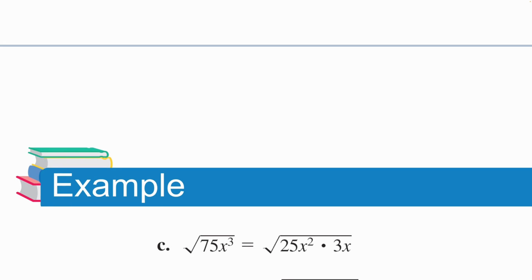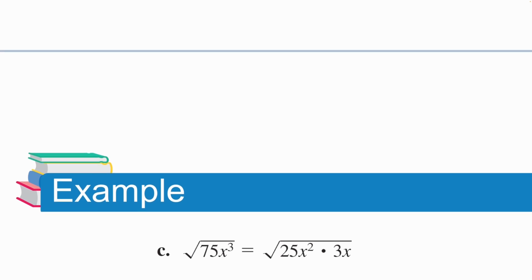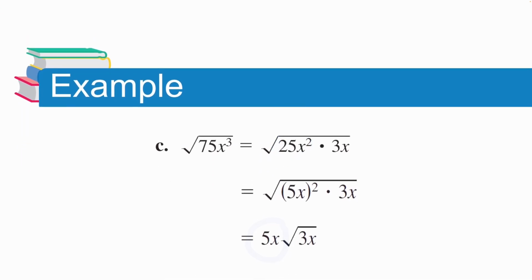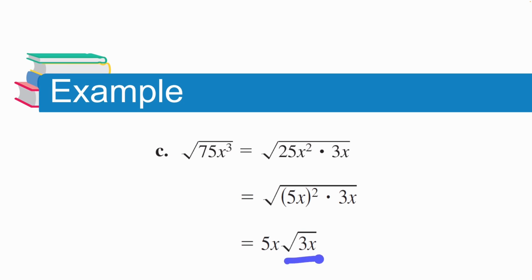And then our 75x cubed, all under the square root. We know that 75 breaks down into 25 and 3, where 25 is a perfect square, but 3 is not and can't be broken down anymore. And then we want to make this a squared as well, so we have x squared, but that leaves us with the x. And so now our 25x squared can come out because those are both perfect squares, and we have 5x on the outside of the radical with our 3x left on the inside of the radical.